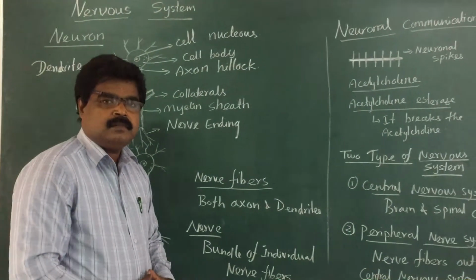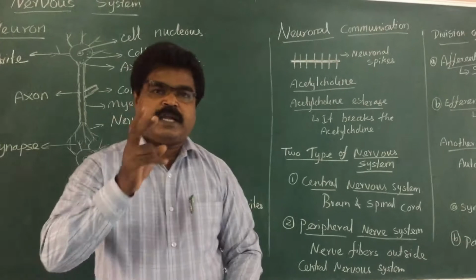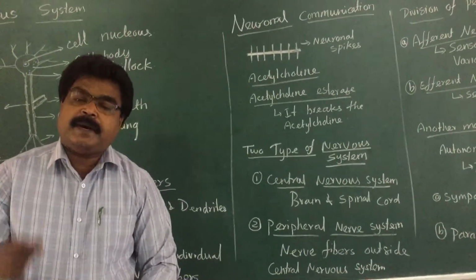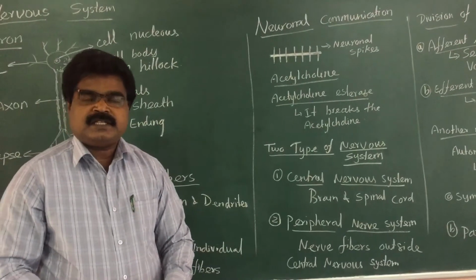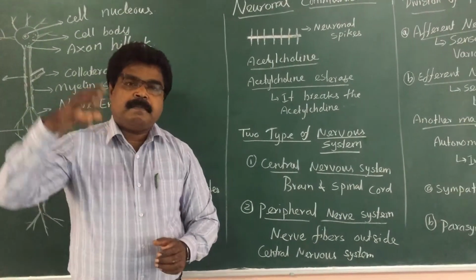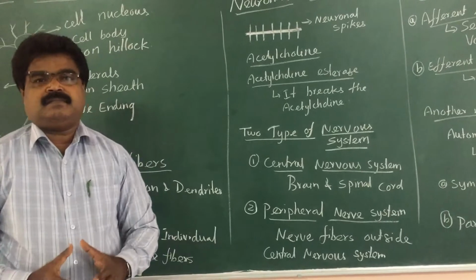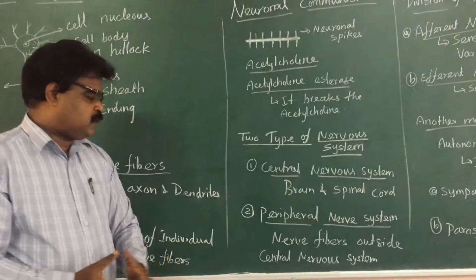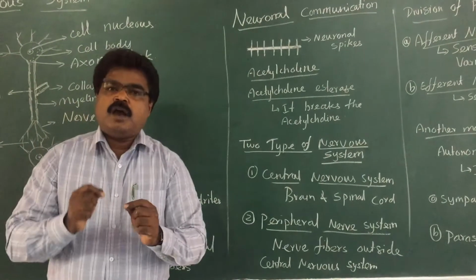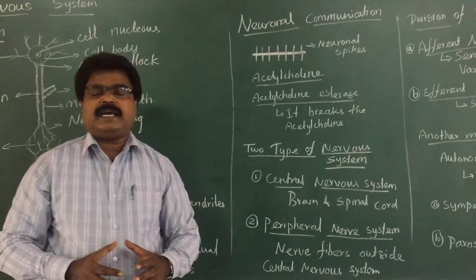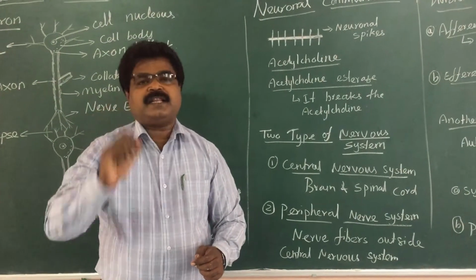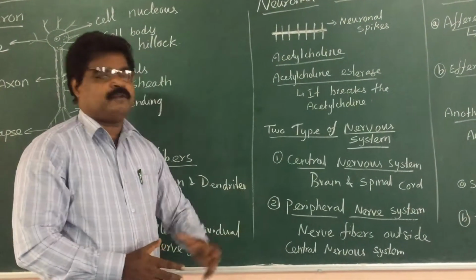The nervous system is broadly classified into two types: the central nervous system and the peripheral nervous system. The central nervous system means the brain and the spinal cord put together. The peripheral nervous system means nerve fibers outside the central nervous system, that is, nerve fibers other than the brain and spinal cord.